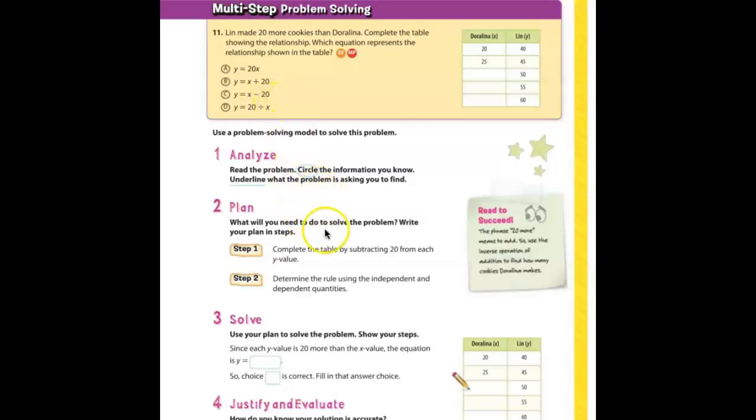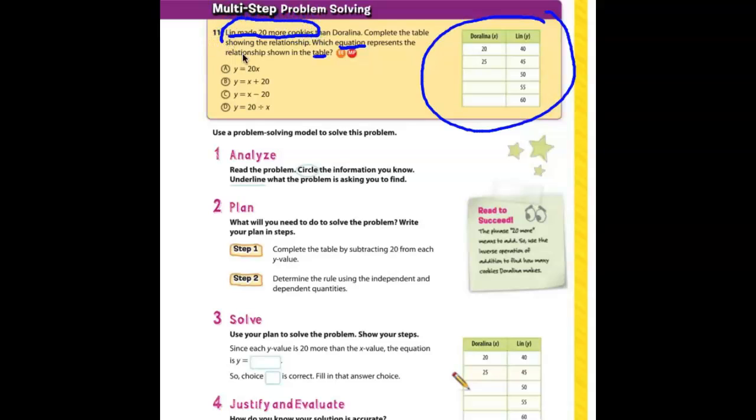So the first thing we're going to do is determine what we're being asked to find, so I'm going to underline that. I've already read the word problem, so I'm going to go back just to the question part. Which equation? I'm going to underline the word equation represents a relationship in the table. The important information is going to be the table, so I'm going to circle that. But also over here, it does describe in words that Lynn made 20 more cookies, so I'm also going to circle that as well.